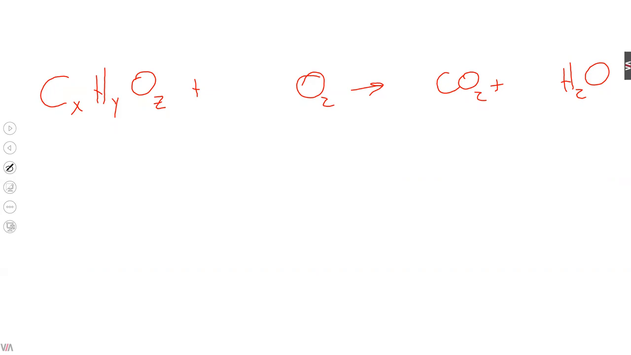We can't put a number to it. Something with x's and z's, right? Not even z's, really. Carbon's only coming from one source, right? And it's only going to one product. So however many carbons we have on the left, we have to have that many CO2s on the right.